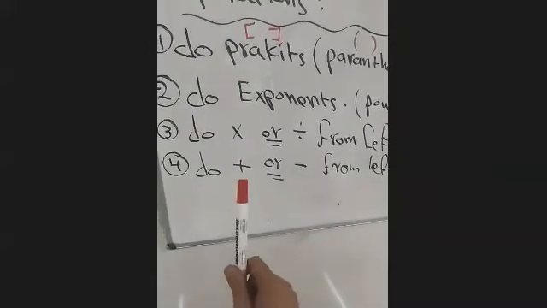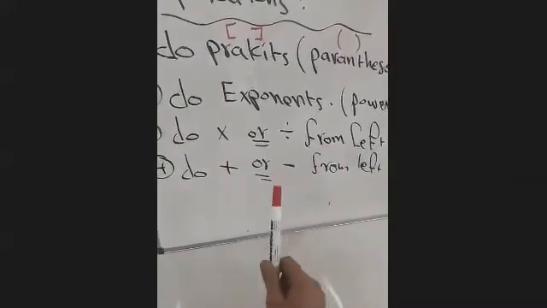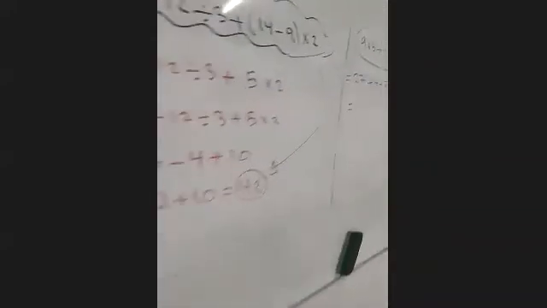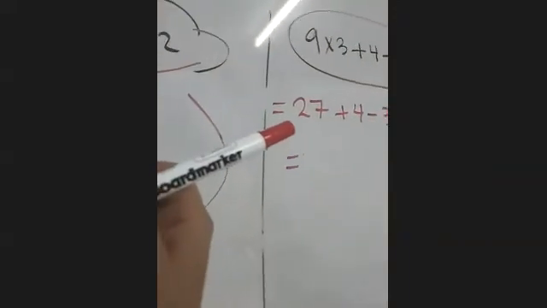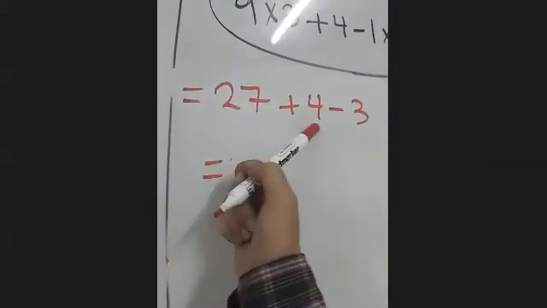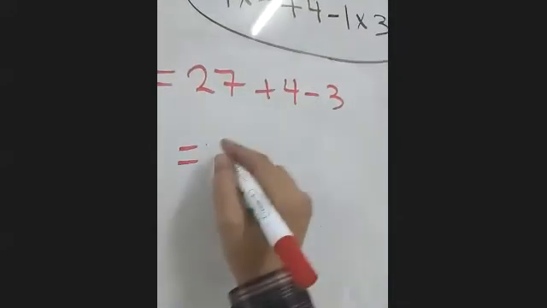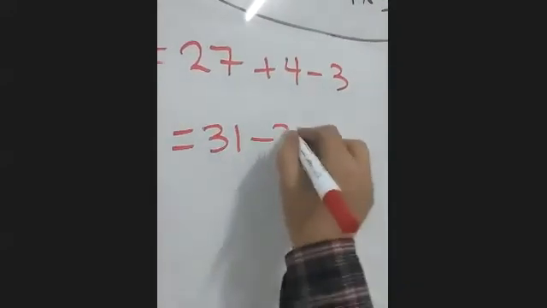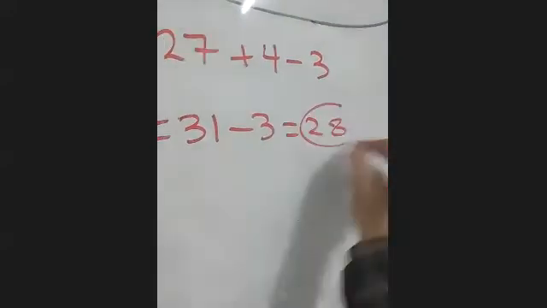Now the last step is to do add or subtract from left to right. So go from left to right. If you have addition, you add. If you have subtraction, you subtract. You have what here? Addition. So you do add first. 27 plus 4, 31. Minus 3 is 28.